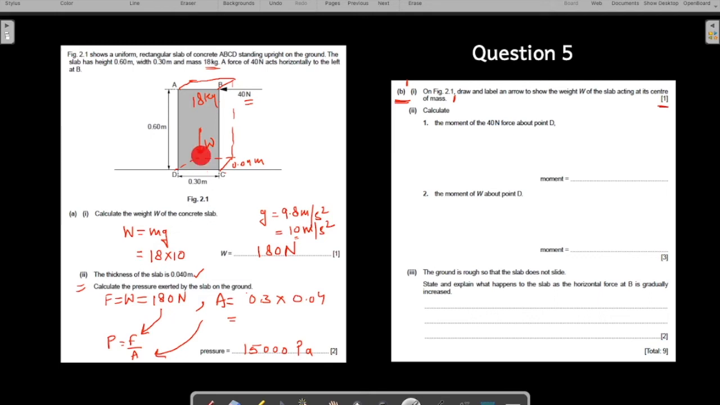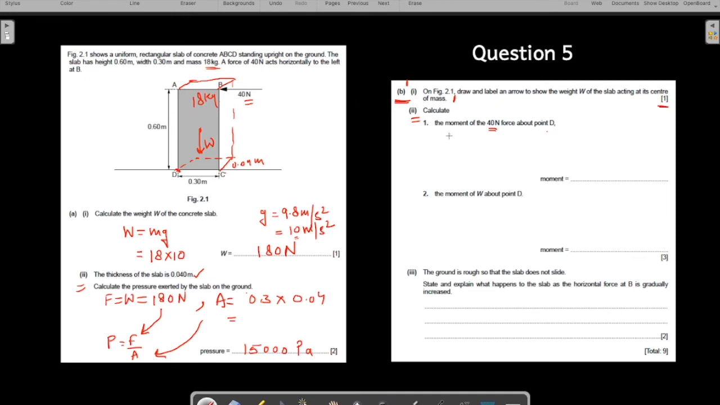We have already marked W. If you see, we have already marked the weight W. So B, the first part is done. Let us come to B, the second part. Calculate the moment of the force 40 newtons about the point D.